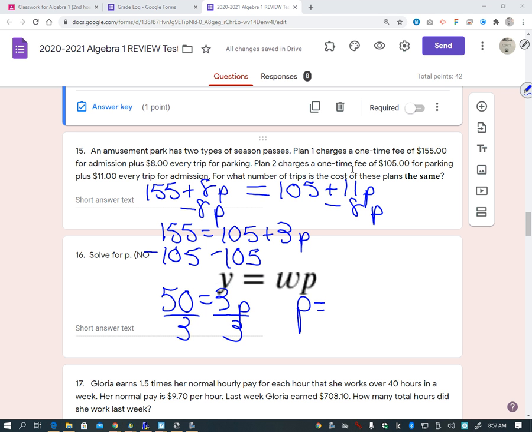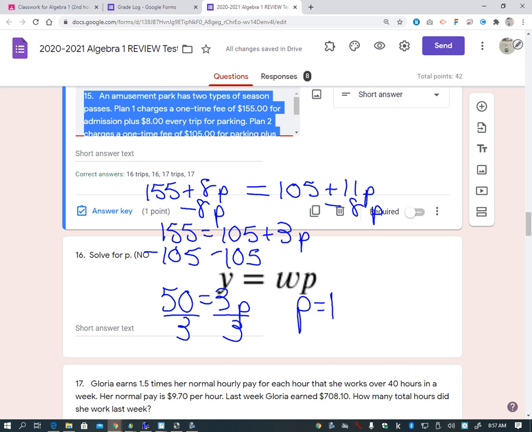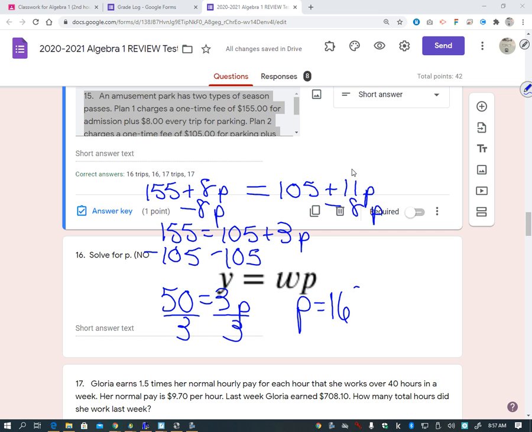All right, but can we go 2/3 of a trip? No. What was our answer here? 16 trips, or 17. We got 16 and 2/3 trips. There isn't a trip where they're actually equal. So either 16 or 17 trips is acceptable there. Okay?